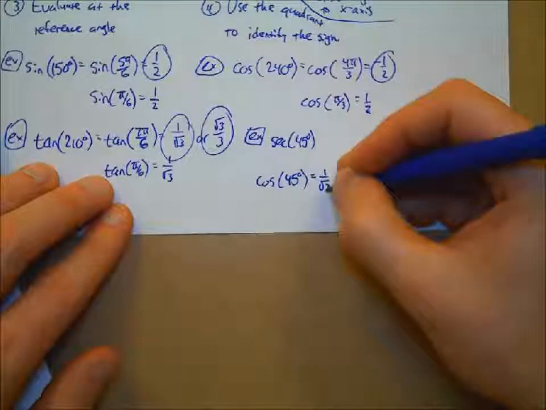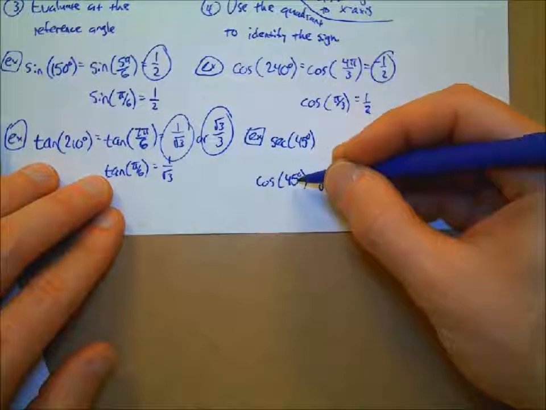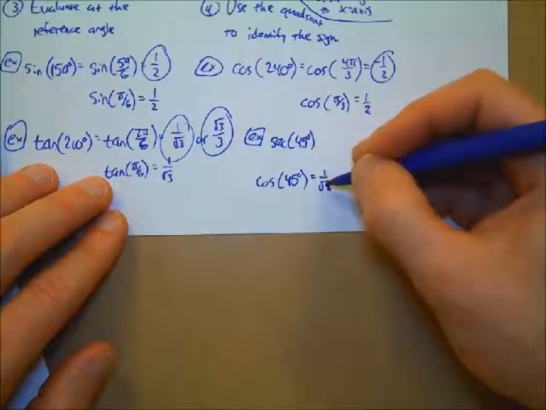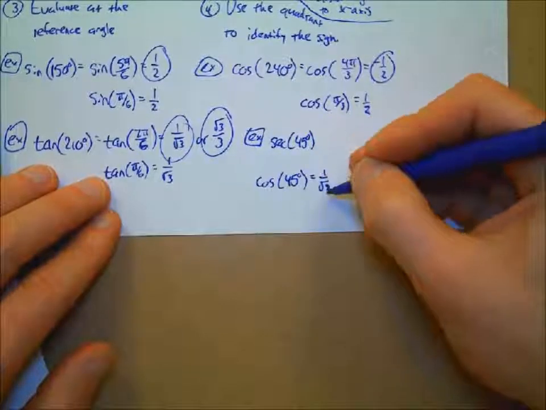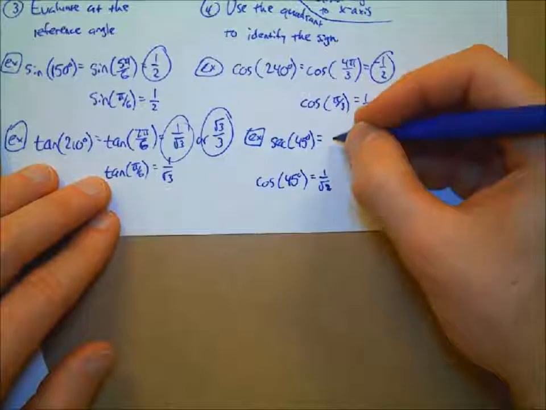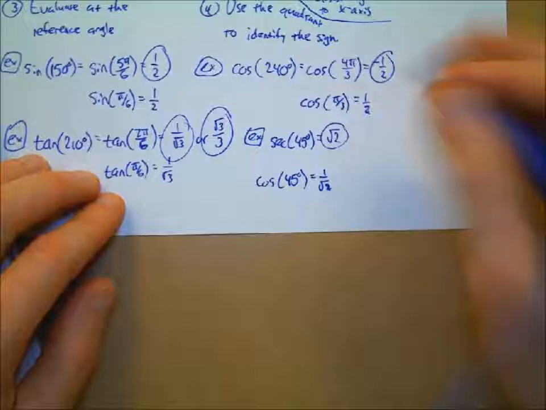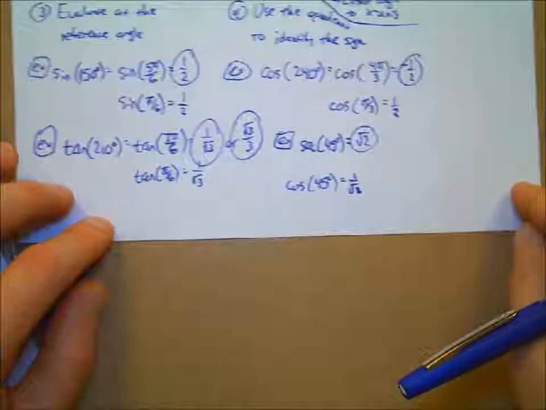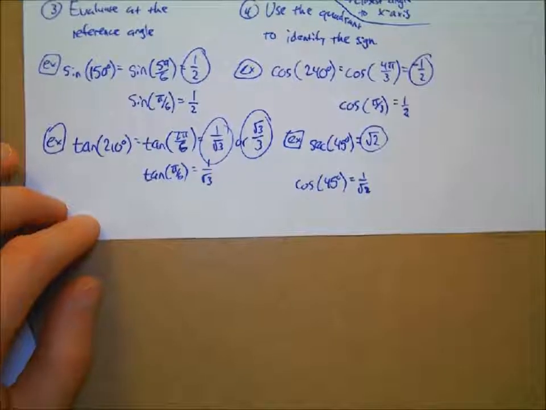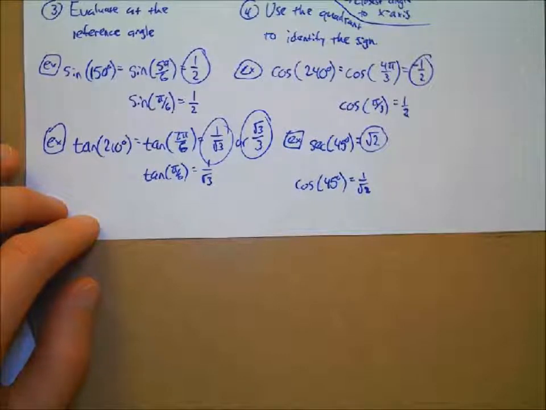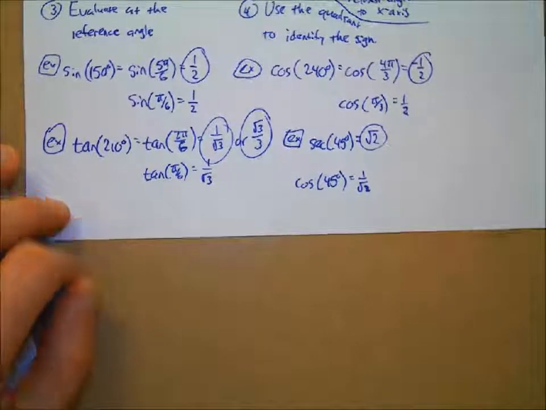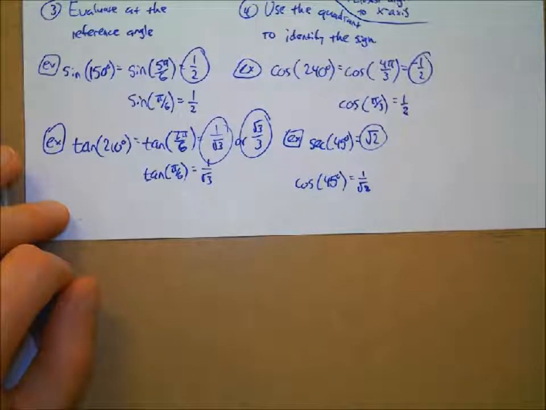Okay. Cosine of 45 degrees is in what quadrant? First, so it's going to be positive. So if cosine of 45 is 1 over root 2, what will secant of 45 be? Reciprocal, root 2 over 1, or just root 2. Okay? Questions? Okay, let's try one more here.